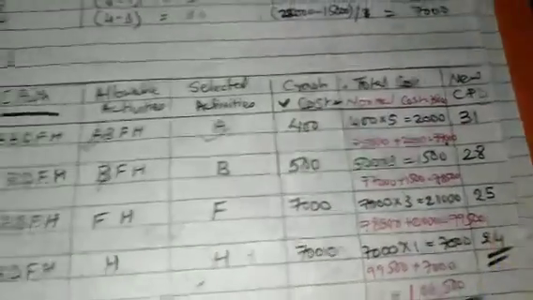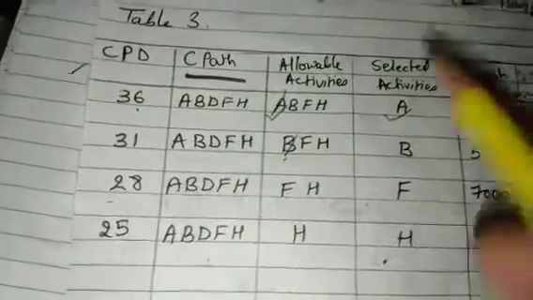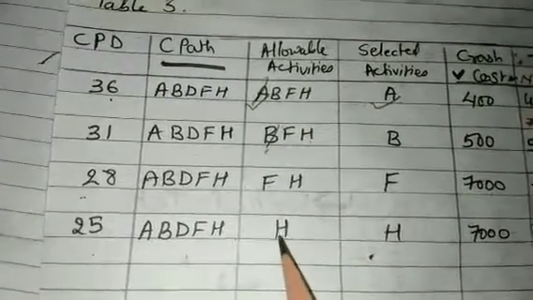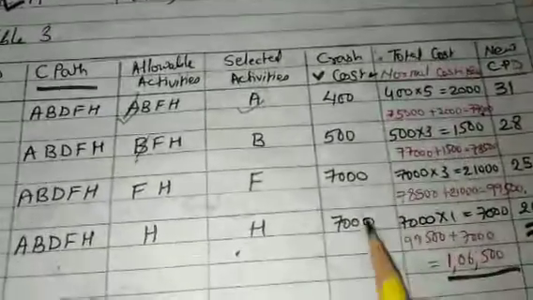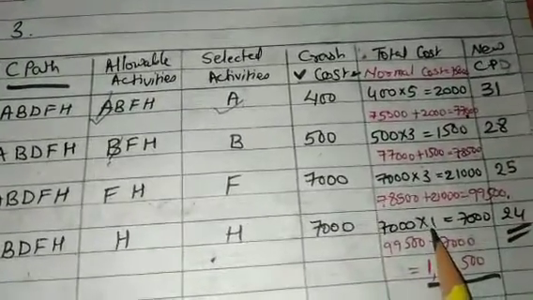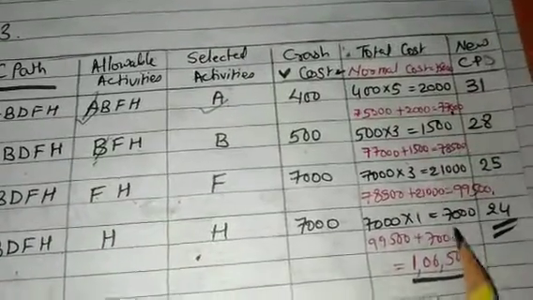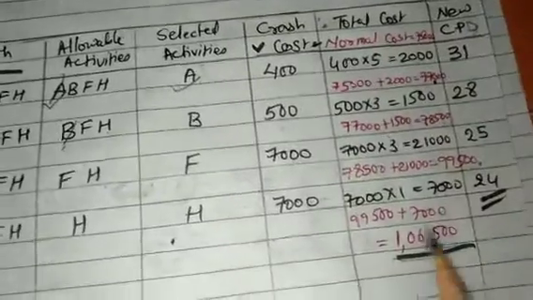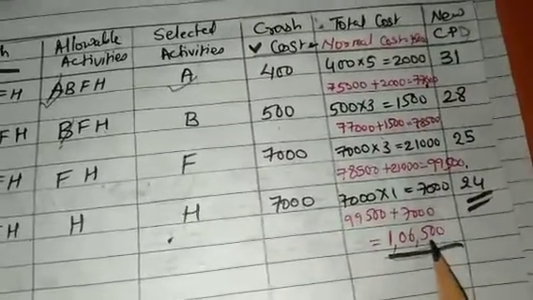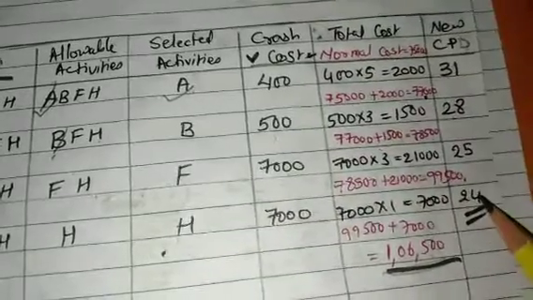So that 25 days would be written here, with the same critical path. Now one activity would remain, that I am selecting, and the cost of that activity is 7,000, and I can crash it for 1 day. So 7,000 into 1 would be 7,000, and that would be added to 99,500. So my total cost is 1,06,500, and my new critical path would be 24 days.